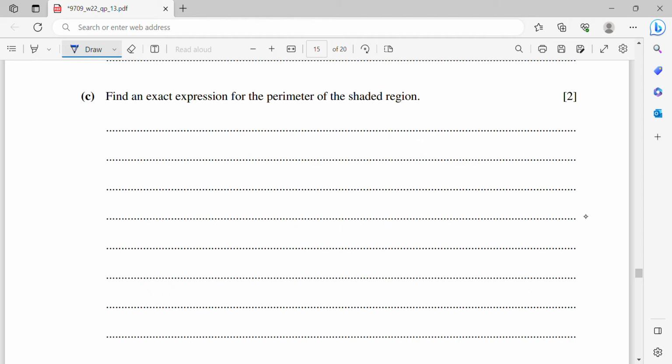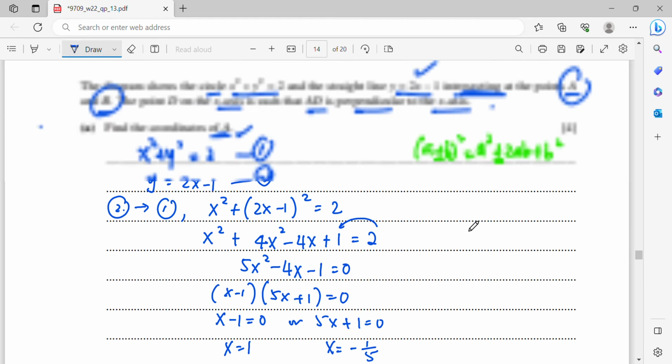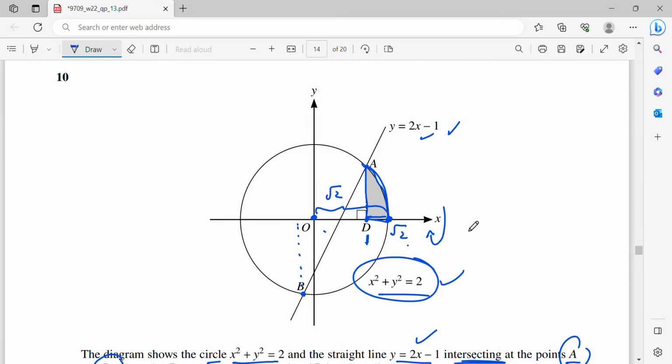Now see, find an exact expression for the perimeter of the shaded region. Okay, so now we need the exact value for the perimeter. So let's look at the diagram. Okay, now we know that the A with coordinates 1, 1, which means here is 1 unit. Right? So then we can find this D to this point, which is square root 2 minus 1. And then now we need to find what is this length.